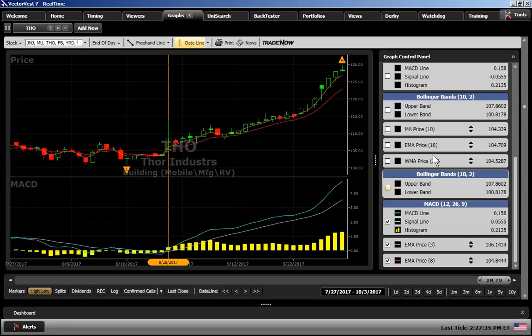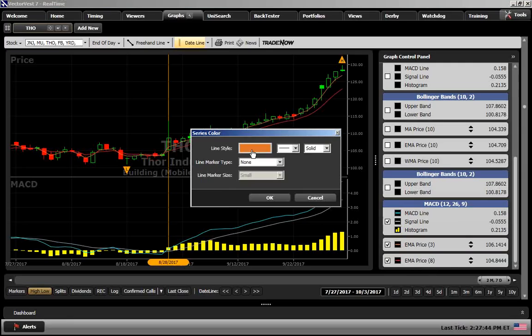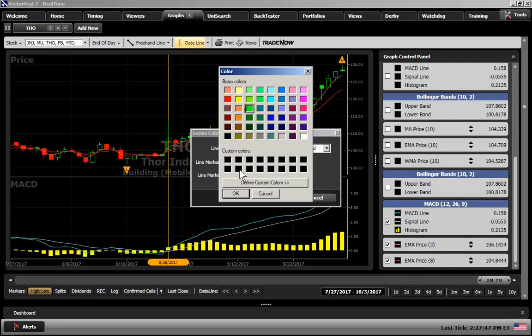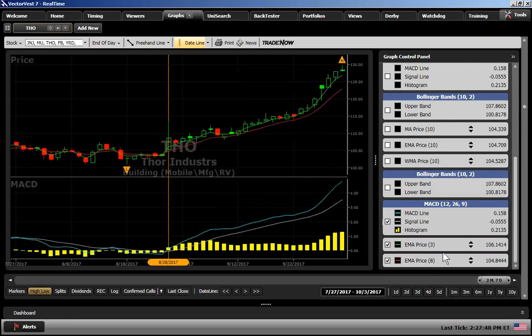All right, and I can change the colors on my 3 and the 8. Let me show you how to do that. Right click on the EMA price 3, click on choose change style, change the color. We like to use green on the 3. Right click on the 8, it's already red, and that's simple. So the reason why we change the colors to green and red, simply put, when green is above red, it's a go. When red's above green, it's a stop or get out. All right, makes it simple.